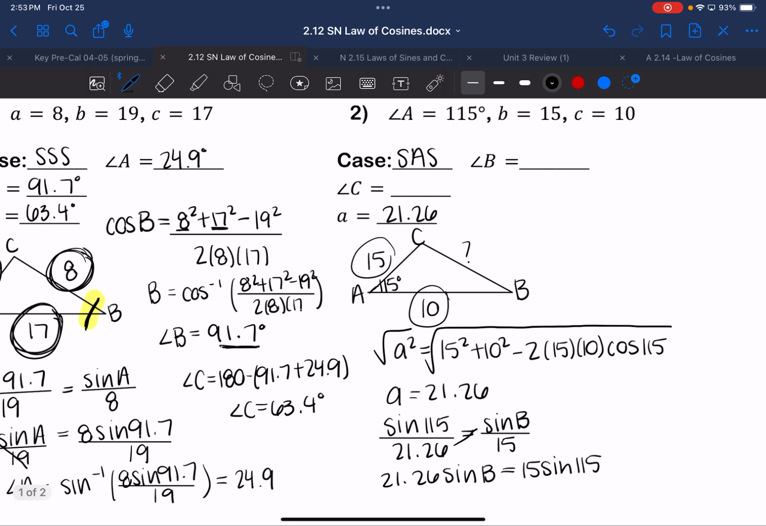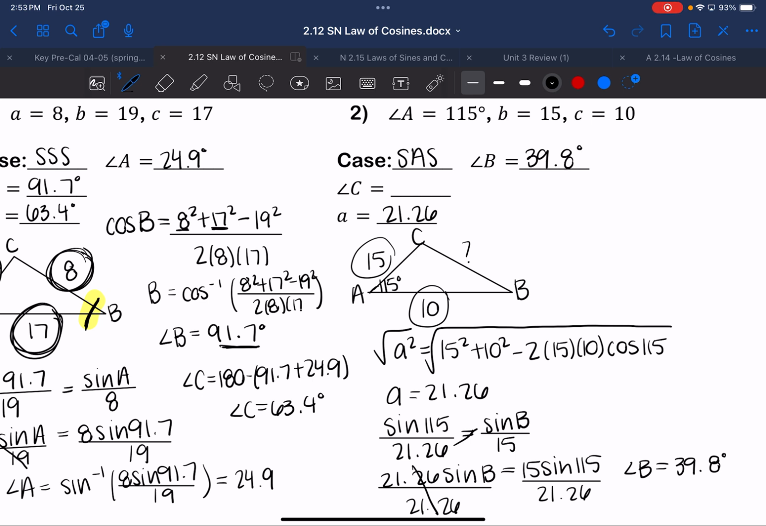Then what should I do? Inverse? Not yet. First I have to divide, yes, and then we'll take the inverse. So what are we going to end up getting for our angle B? 39.75. So that would round up to 39.8. So I'd have 39.8 degrees.